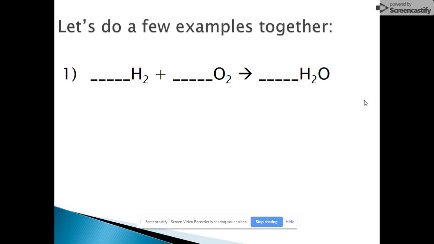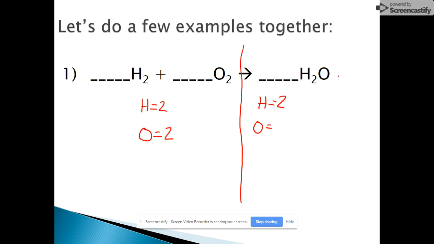So let's do a few examples together. H2 plus O2 yields or produces H2O. I'm just going to draw a line to separate my reactants from my products. I'm going to list my elements. We have H, we have O, we have H, we have O. So if we look over here, H has a subscript of 2, so we have 2 H's. Oxygen has a subscript of 2 oxygens. Hydrogen has a subscript of 2. Oxygen has a subscript of 1.